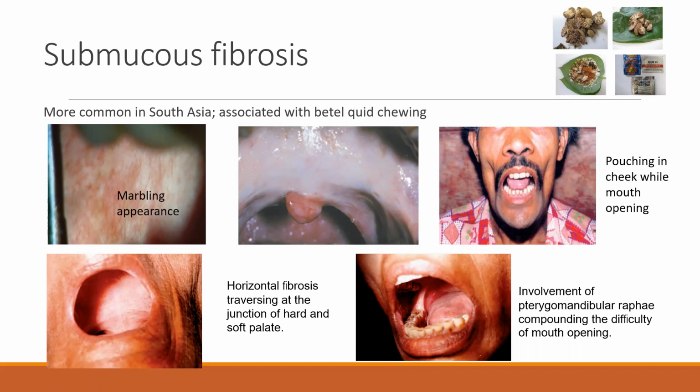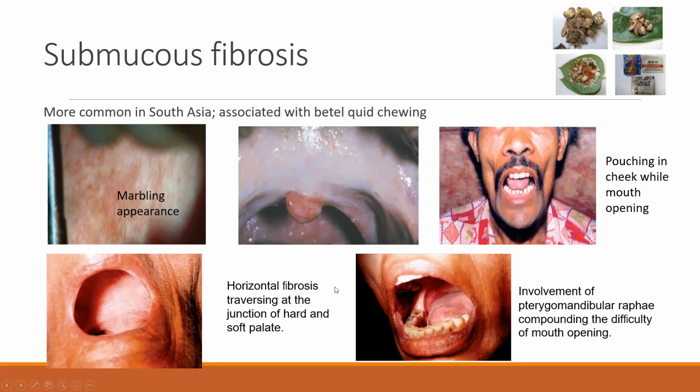If it's less than 20 mm, it is considered severe. They have different stages. And you can see this pouching in the cheek while they try to open their mouth. It feels as if the cheeks have gone down and they have been sucked in. That is a classic extraoral appearance of the patient who has submucous fibrosis.